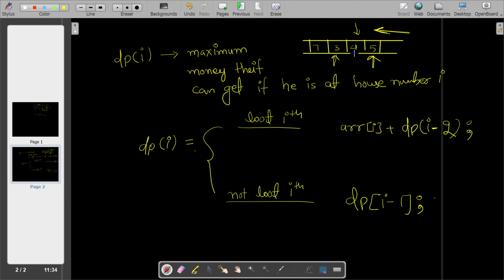But you cannot take 4 if you take the 5. That's why we are saying, here it will decide, but as he gets I, he won't be able to get I minus 1. That's why dp of I minus 2.